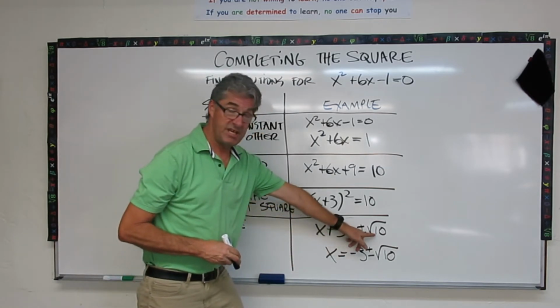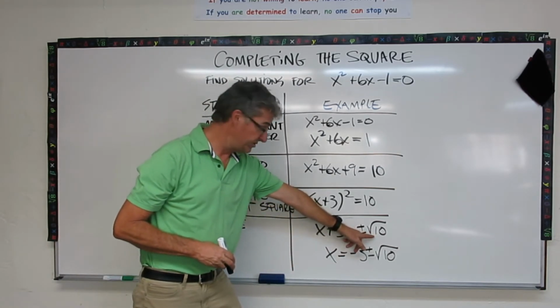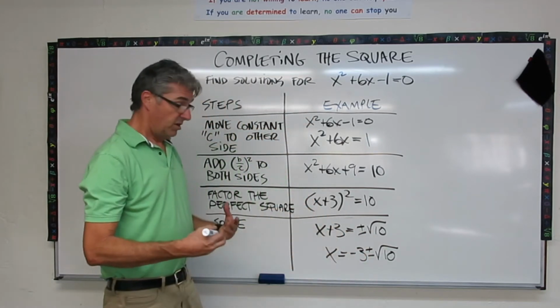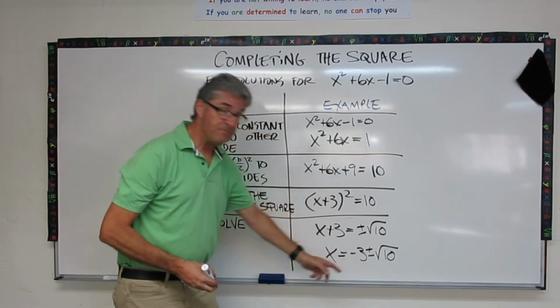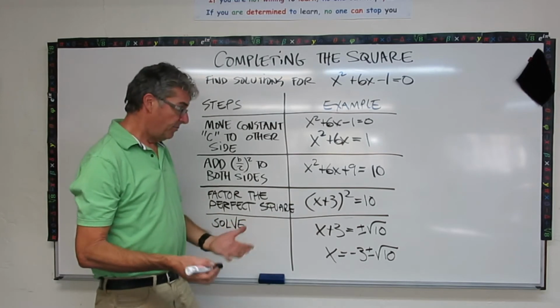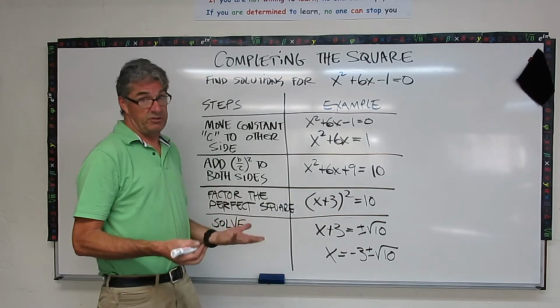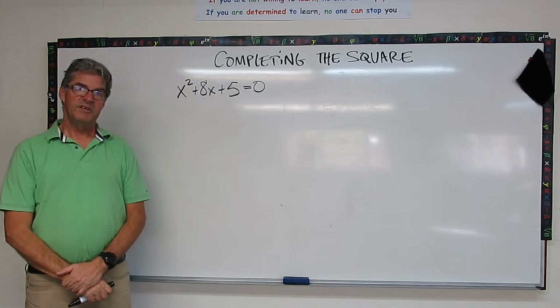Resist the urge to punch 10 into your calculator and get a decimal. Just leave it as root 10. And that's it. You don't have to do anything more. We have what I call an ugly answer, but it's a perfectly valid answer and it's a good number to boot. Okay, let's do another problem.